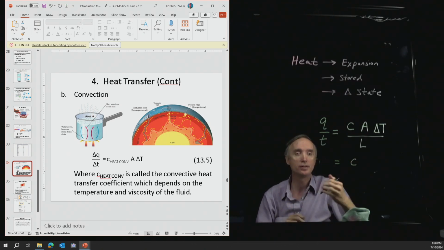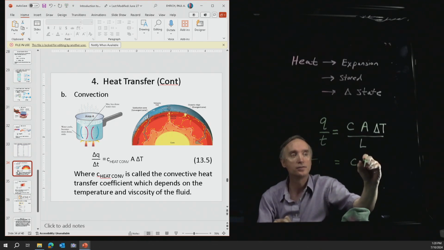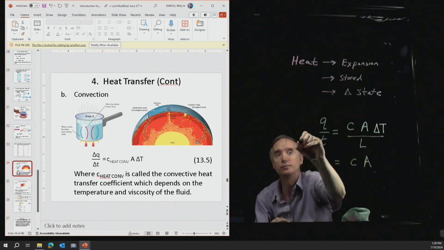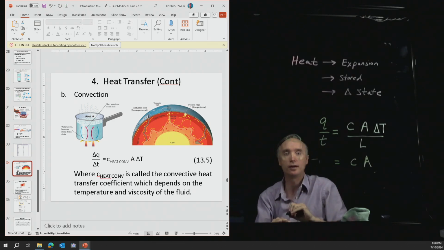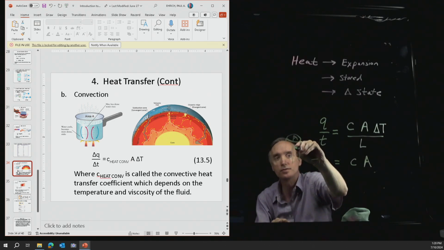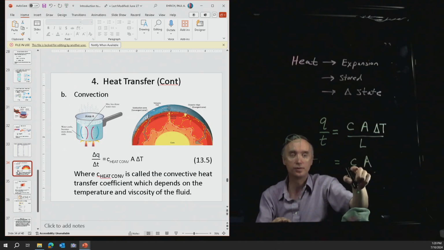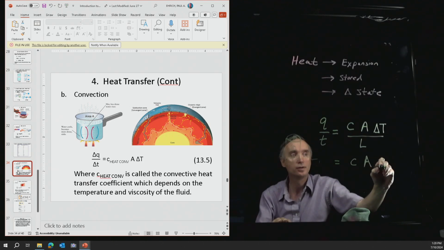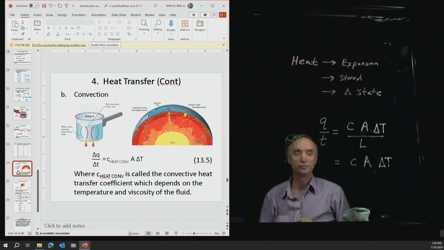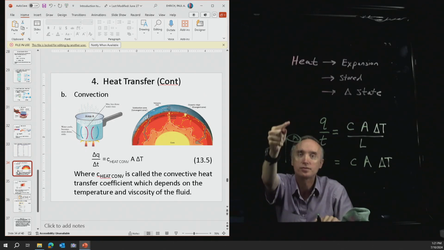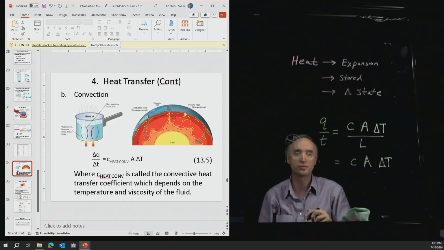And then notice it depends on the area, A. So this time the area is going to be the area of the top of it. So there's your pot, and then the area would be that thing there. And then the convection is moving in this direction. And notice that there is no L this time in the formula, but it does depend on T. So that the hotter it is down here compared to up here, the faster the convection is going to occur.